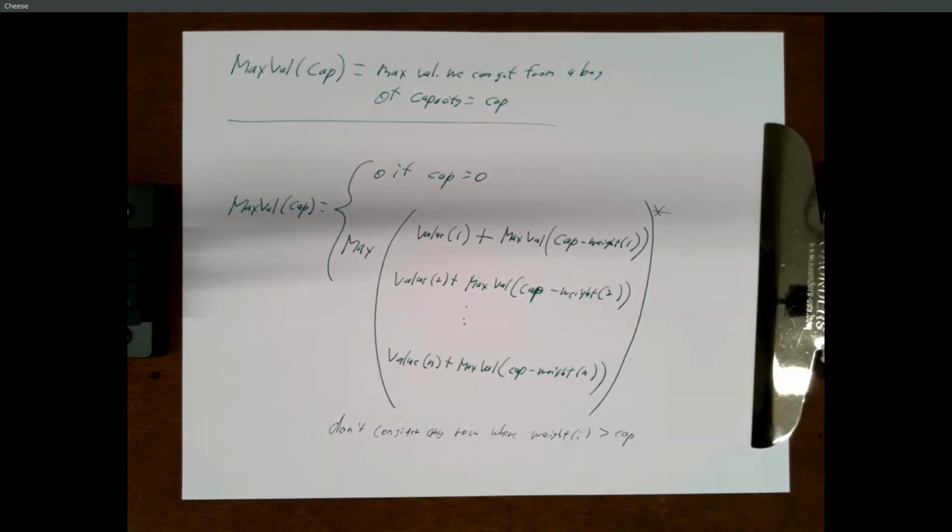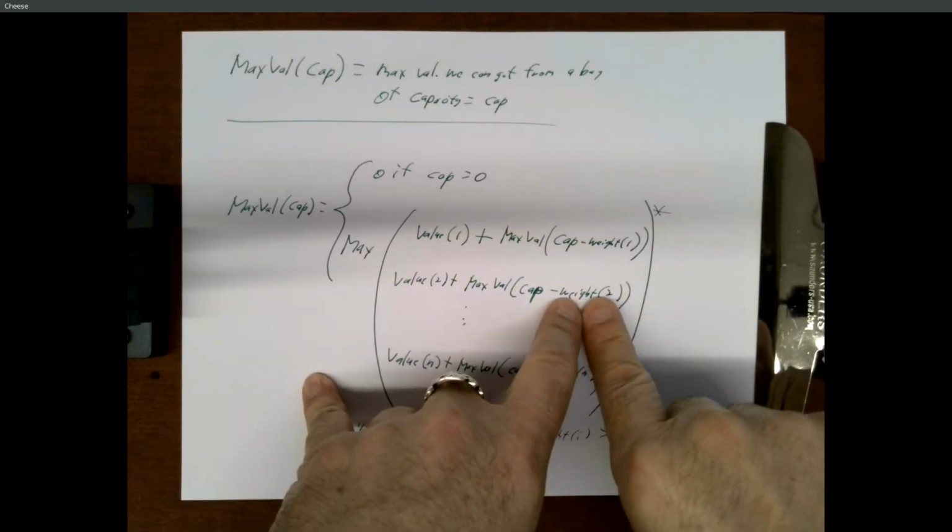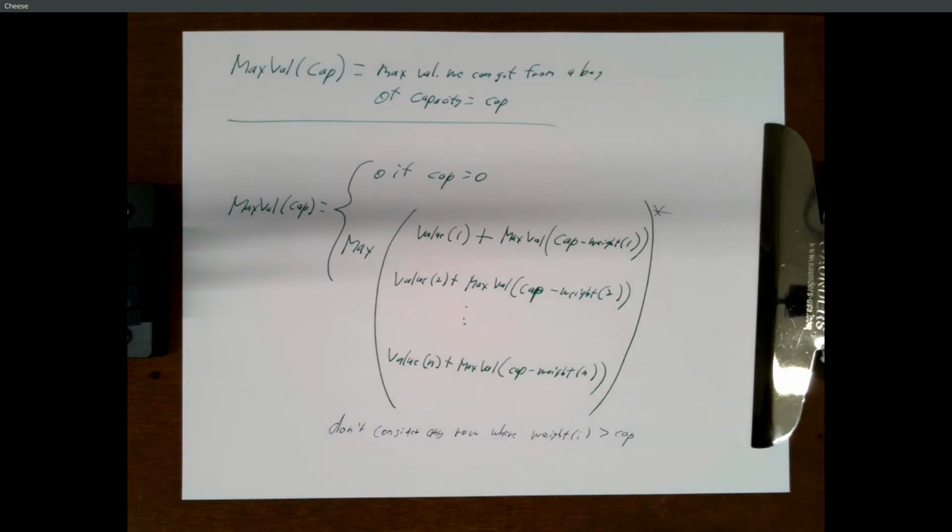So if you're finding the maximum by iterating over a for loop and keeping track of the max at each point, you only consider items where the weight is less than or equal to the capacity that you're working with.